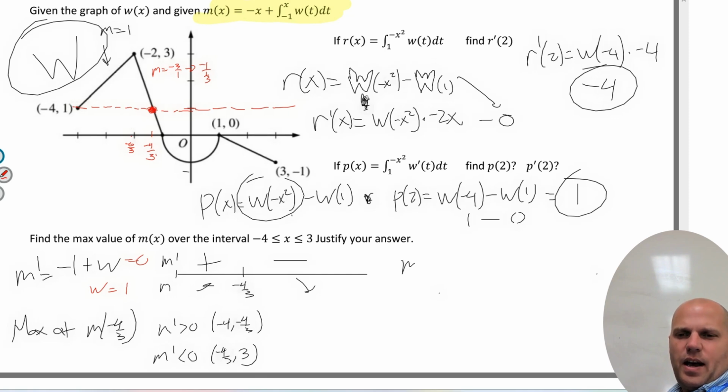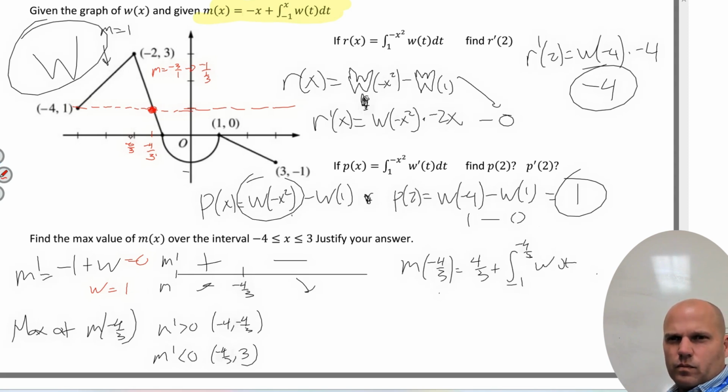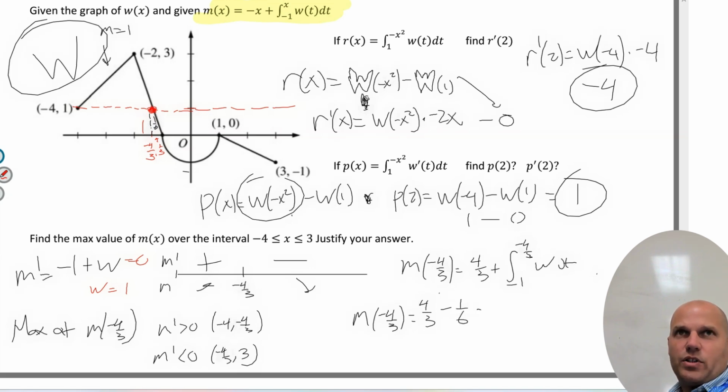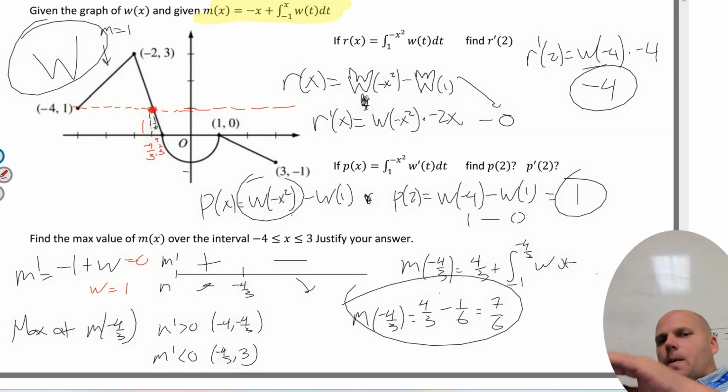What's the value? Here we go. M of -4/3 equals +4/3 plus the integral from -1 to -4/3 of W. Okay. From -1 to -4/3, I have a base of 1/3 and a height of 1, which means I have a 1/6. I'm going opposite, so I'd be subtracting a 1/6. Positive 4/3, going backwards. This is positive a sixth, but I would be subtracting a sixth. That's 8/6 minus 1/6, which is 7/6. Plug in any other value for m. You will get a value that's less than that, I guarantee. Okay?